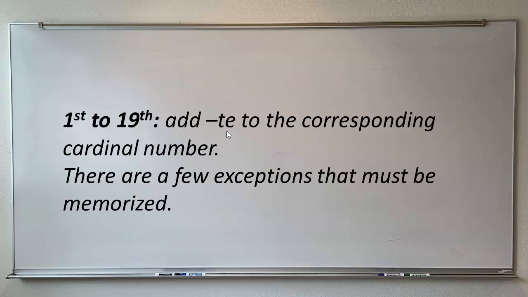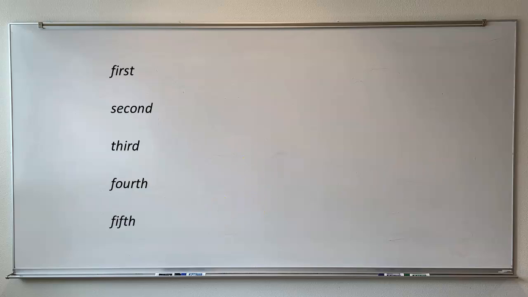So, for example, 2, zwei, you add the TE and you get zweite, which would be the second. There are a few exceptions that you have to memorize, so let's take a look. So the first one, we're going to skip that because that's an exception. So here's the one I mentioned already, zwei. We add the TE and we have zweite, which means second. Third is also an exception, so we're going to skip that for a moment. Vier, we add the TE to 4 and we get fourth, vierte.